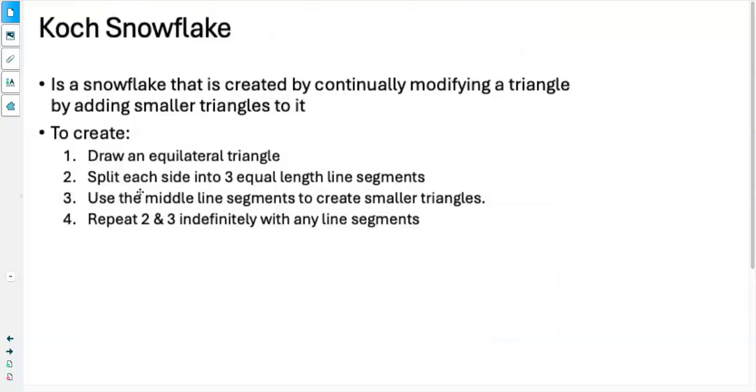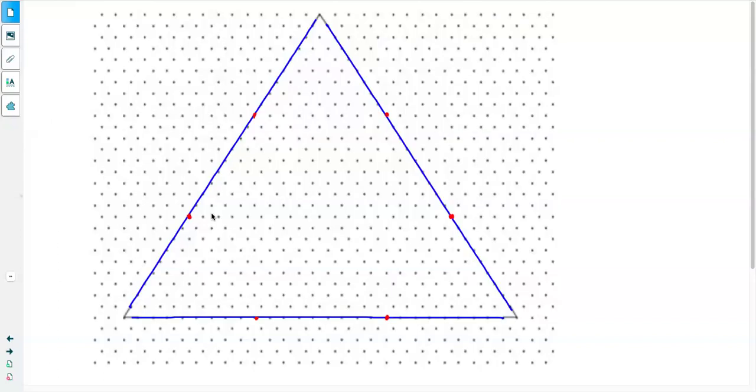Okay, now if you go back, we're going to use these middle segments to actually create more triangles. So we have this segment here that we're going to change into another triangle. So we're going to build a triangle off of this segment. So we're going to draw that out. I realize I did that slightly too far to get our equilateral triangle. But we now have the equilateral triangle.